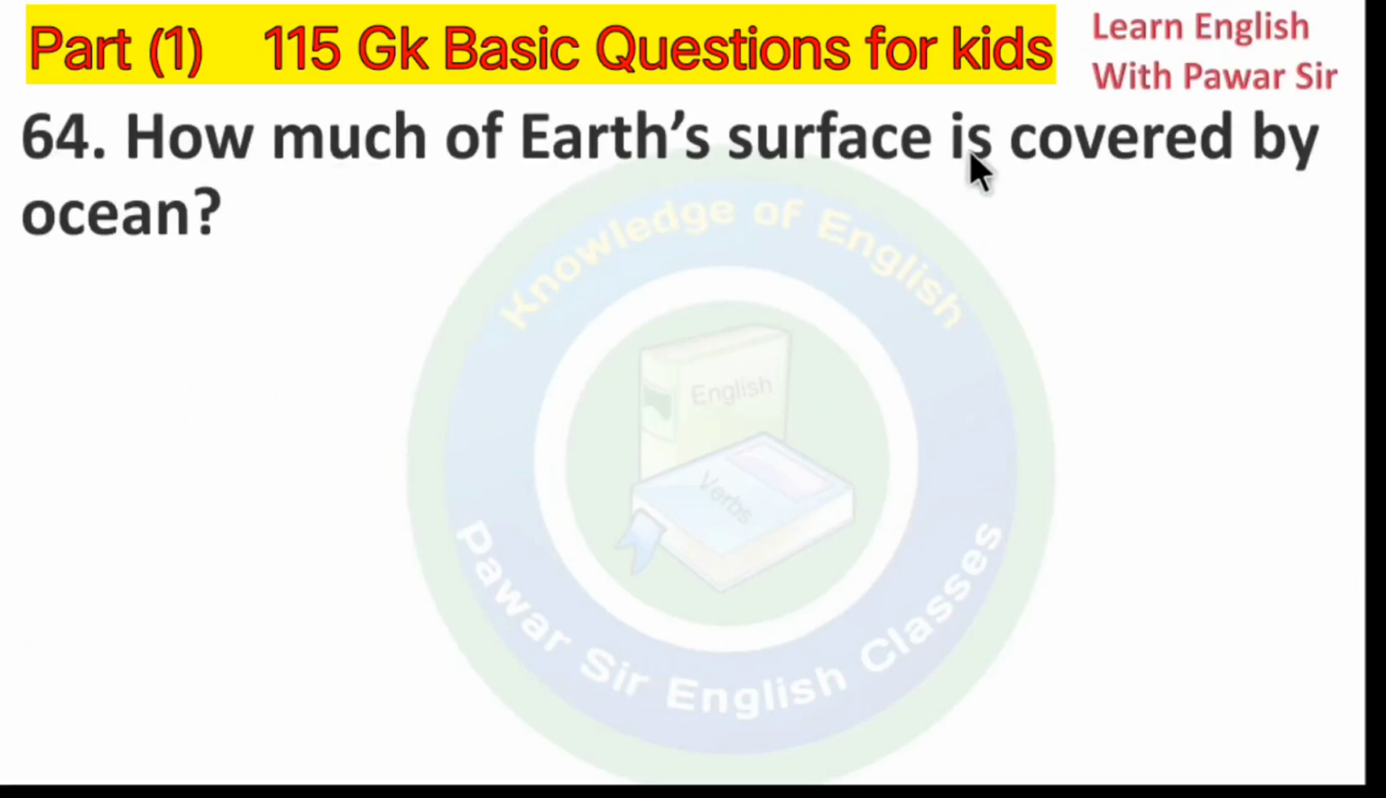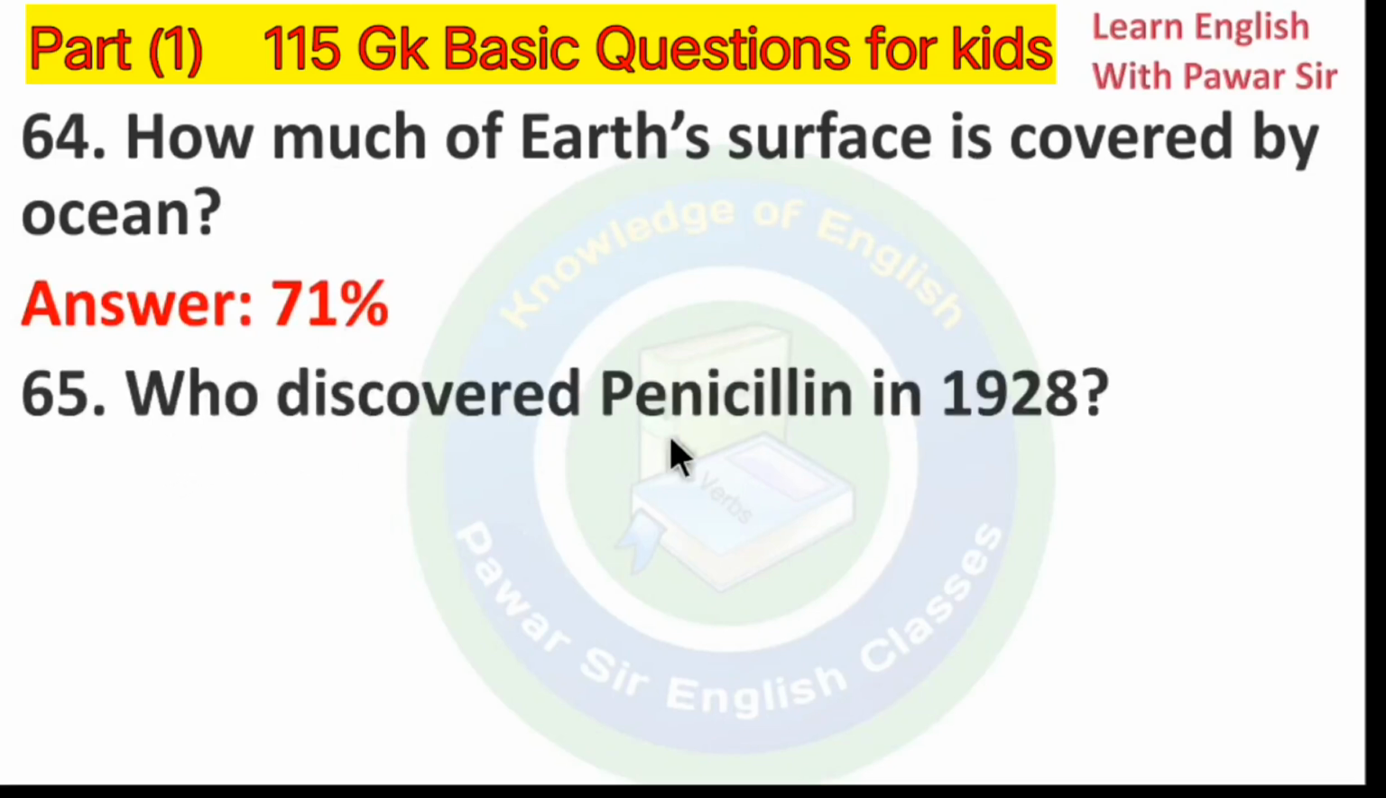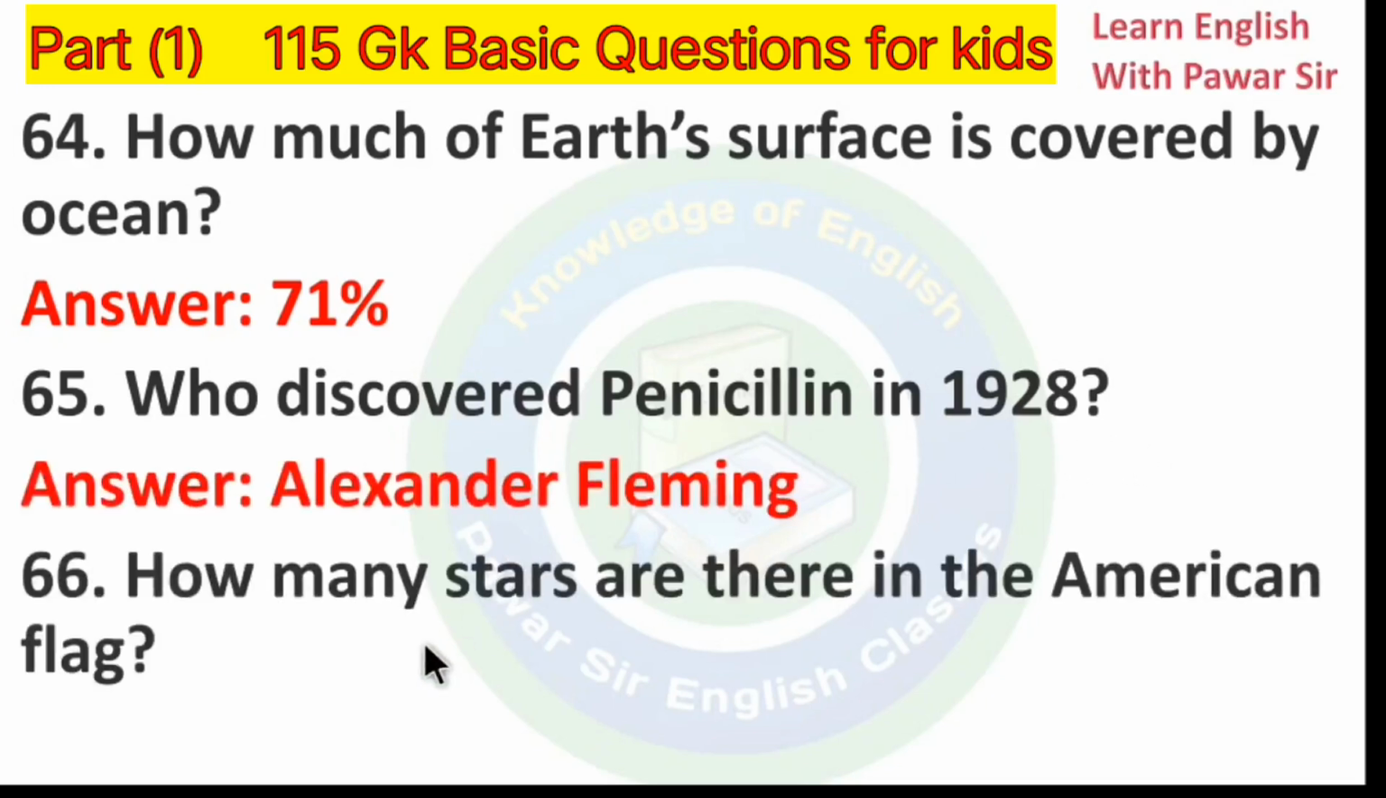How much of Earth's surface is covered by ocean? 71%. Who discovered penicillin in 1928? Alexander Fleming. How many stars are there in the American flag? 50.